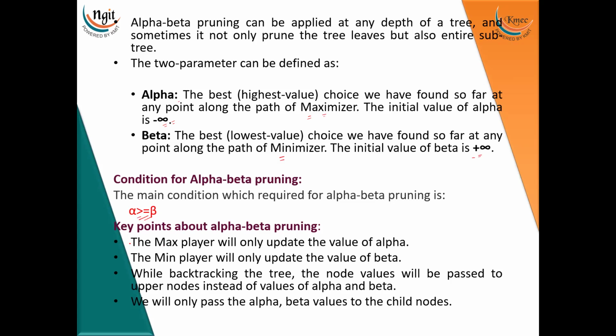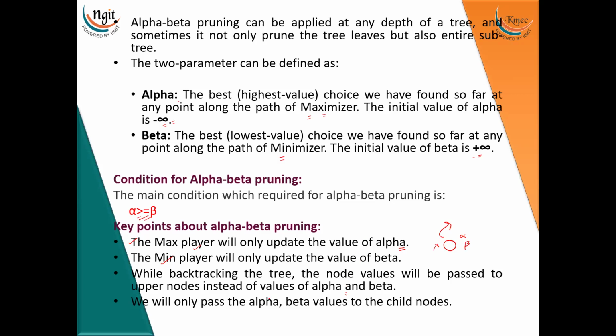The very first point is that the max player will only update the value of alpha and the min player will only update the value of beta. Alpha value can be updated only by the max player and beta value only by the min player. And one more important point: while backtracking the tree, the node values will be passed to the upper node instead of the values of alpha and beta. That is, when we are going to the upper nodes, instead of the values of alpha and beta, only the node values will be passed.